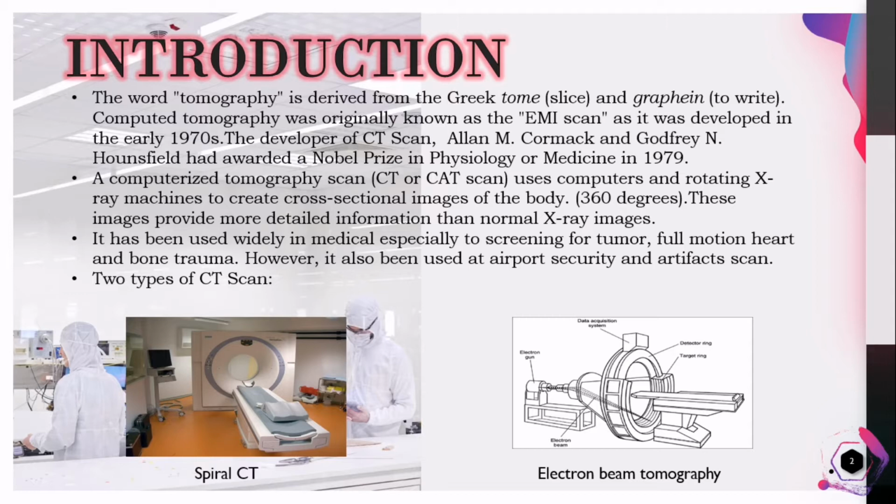There are two types of CT scan. First is the spiral CT scan, which is familiar to us. The second is electron beam tomography. Electron beam tomography is specific for heart disease.